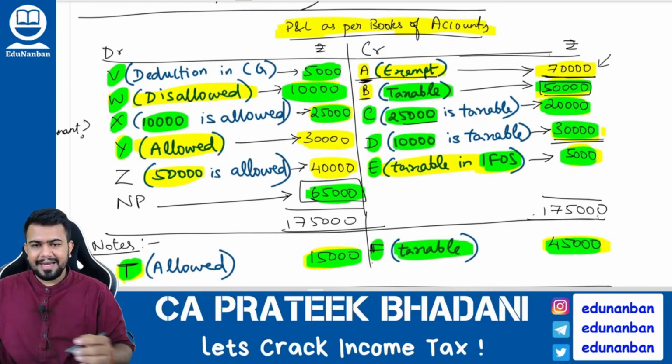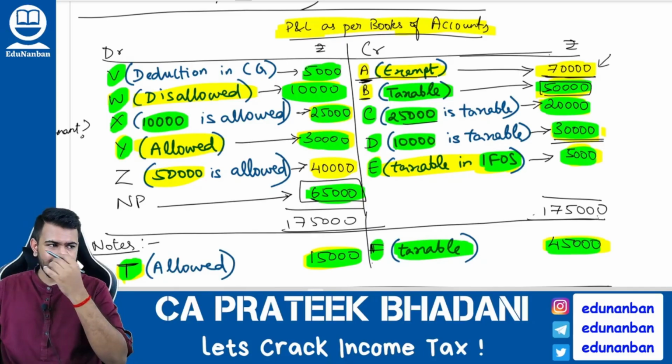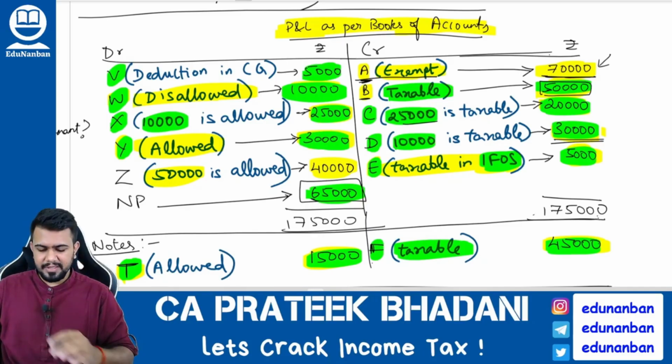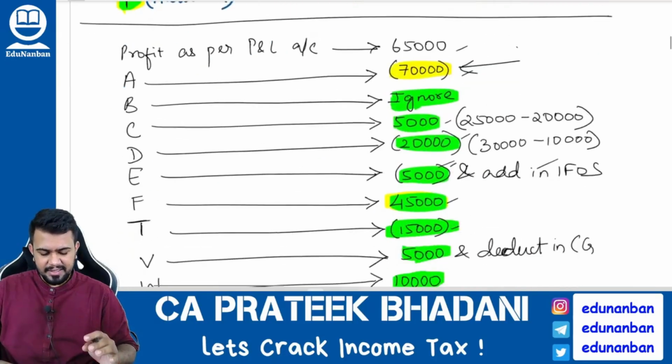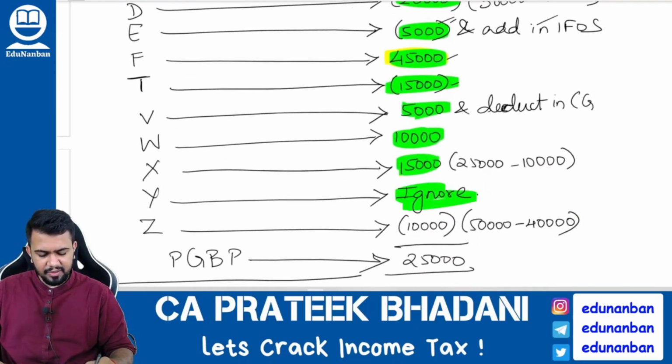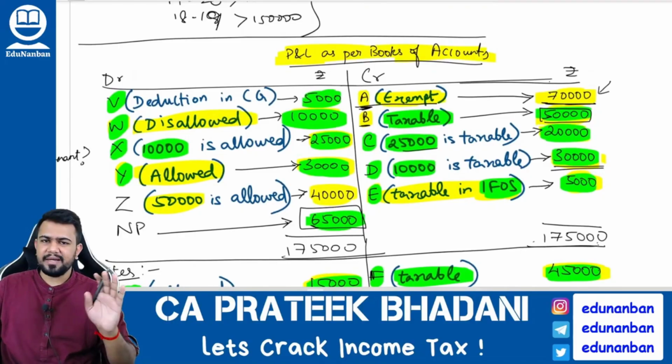Next, transaction Y. Transaction Y is a 30,000 expense in the P&L account, and the same 30,000 is also allowed as an expense in the PGBP chapter. So now what do you have to do? You need not do anything. Just ignore it, because while finding the net profit, it has already been reduced.